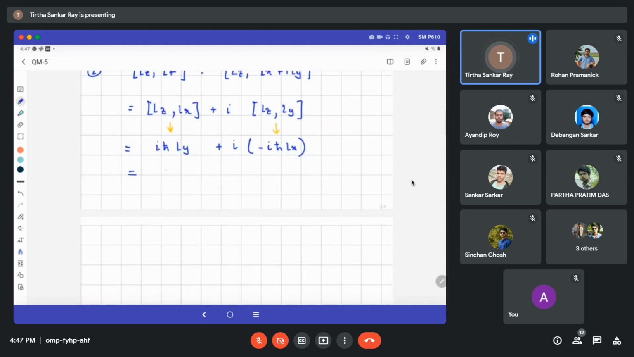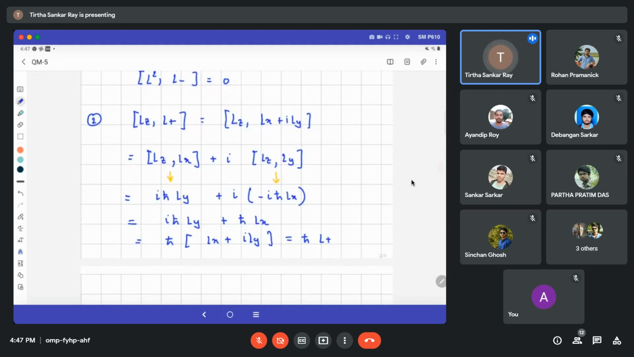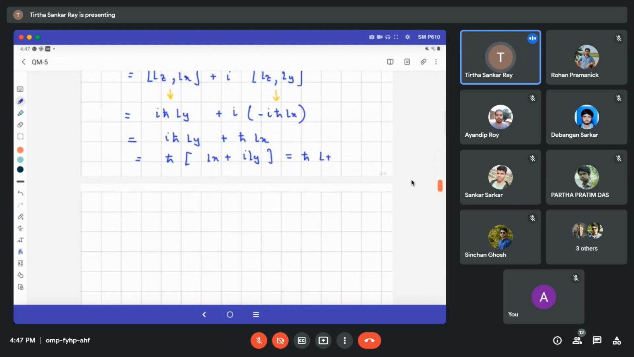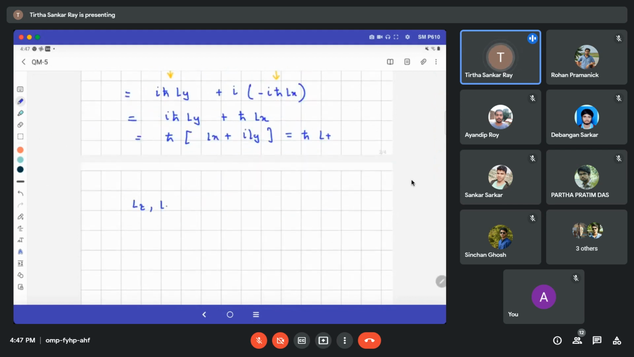So if I have this quantity, I have I h cross Ly plus, there's a plus I and a minus I, so it is h cross Lx. I can take h cross common, and what I should get is Lx plus I Ly, which is of course just h cross L plus, right? I hope this is clear. Now, if you just repeat the same thing with Lz comma L minus, I hope again I don't have to convince you, it comes out to be minus h cross L minus. Okay, so this is the same thing.